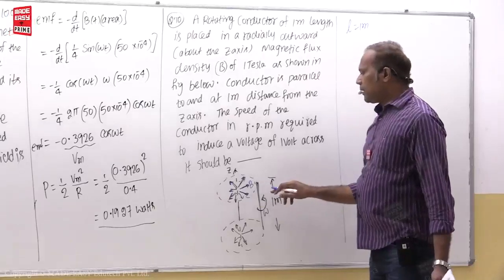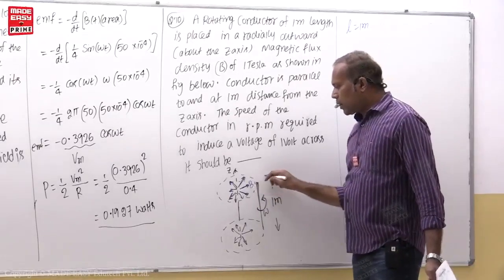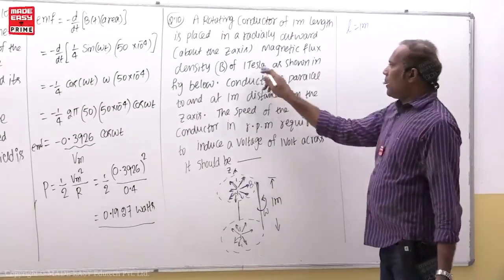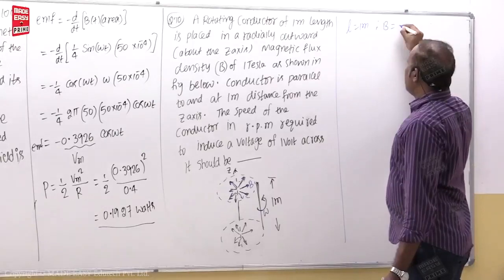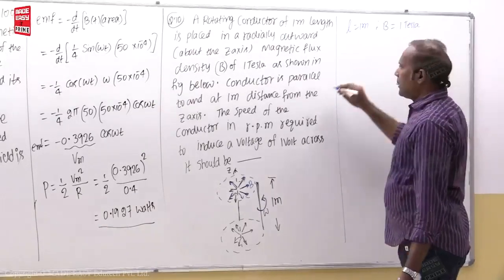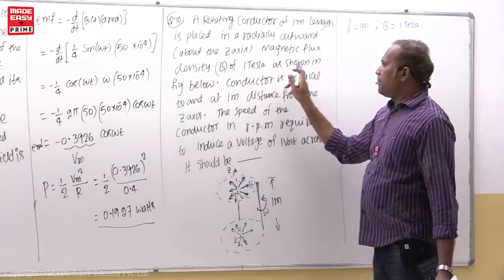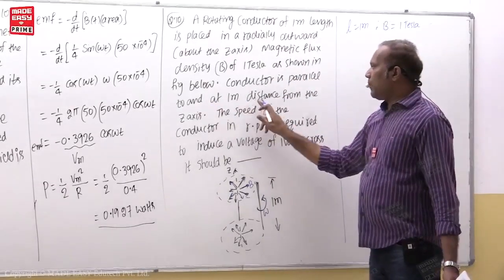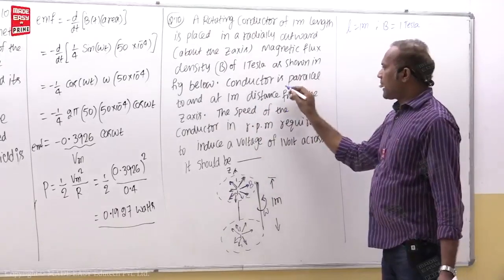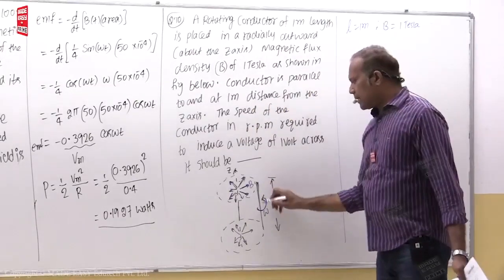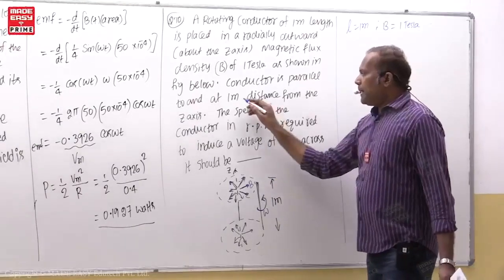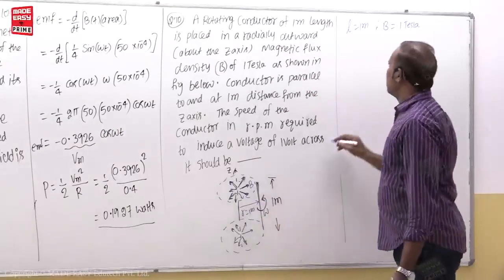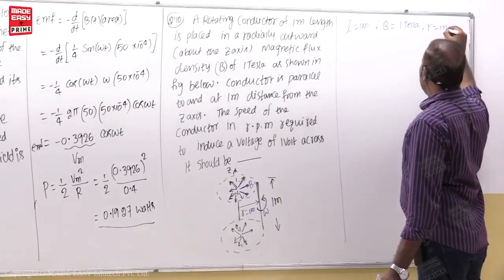That means B bar is equal to B naught into a rho. It is in the cylindrical system. Already we have discussed this in class, of 1 Tesla. So the B bar magnitude is 1 Tesla as shown in the figure. The conductor is parallel to and at 1 meter distance from the z-axis. That means the conductor is parallel to the z-axis, and it is at 1 meter distance. That means the radius is 1 meter. So he has given the radius equal to 1 meter.